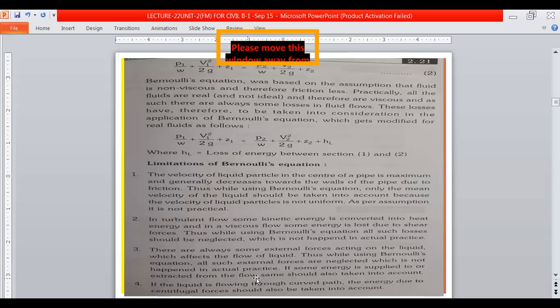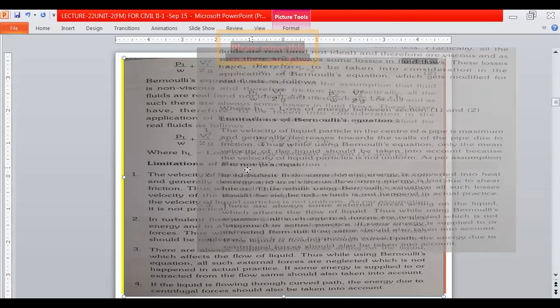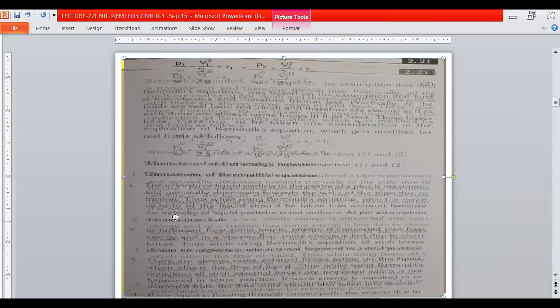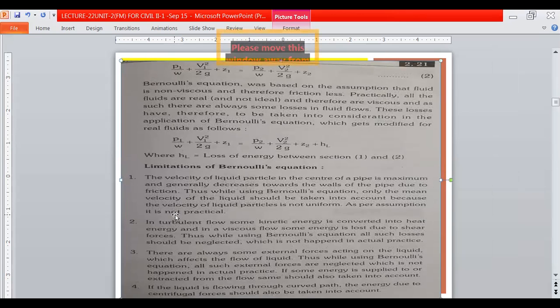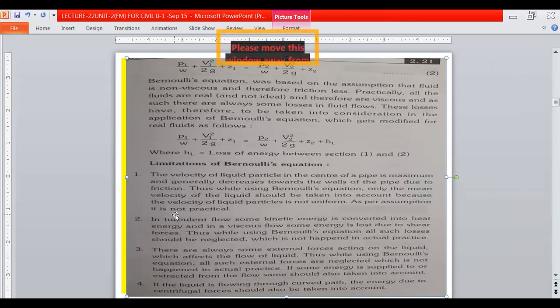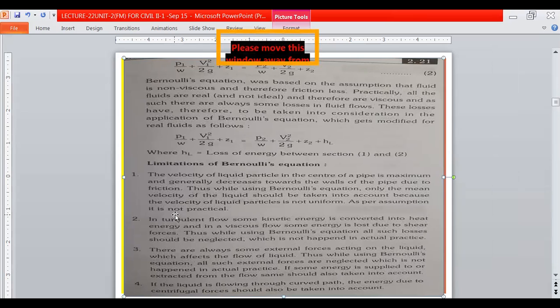Next, if the liquid is flowing through a curved path, the energy due to the centrifugal force should be taken into account. So when the liquid is flowing through any pipe bend, at that point we have to take the centrifugal forces into consideration. So this is the concept of the velocities, limitations and assumptions of Bernoulli's equation, right? So I think only 4 students may be in this class till the end.